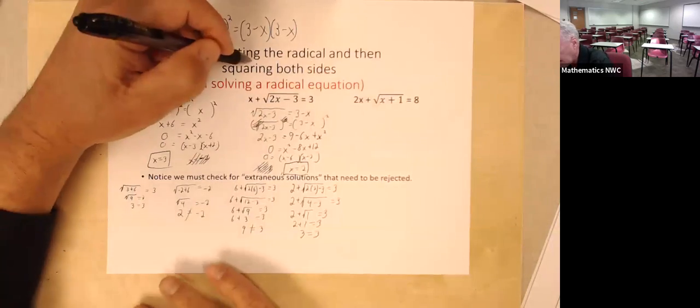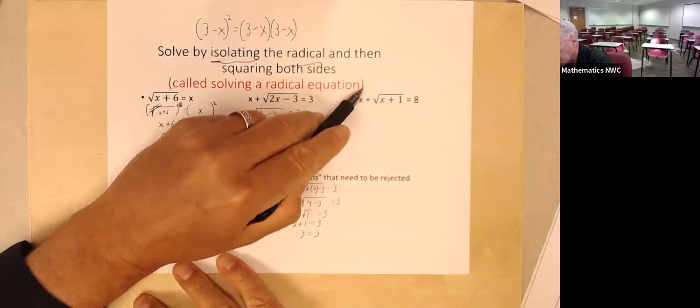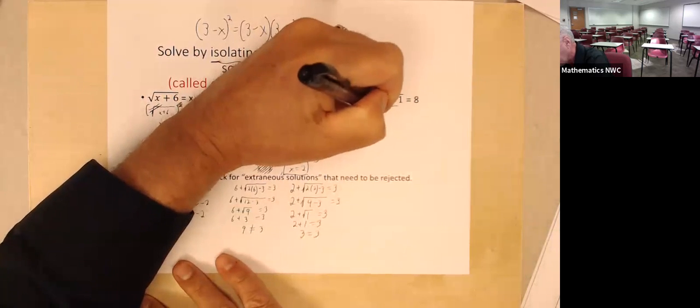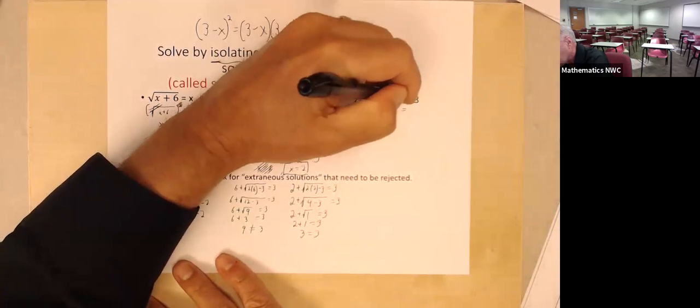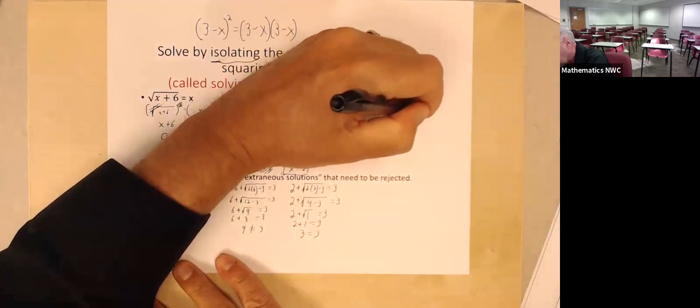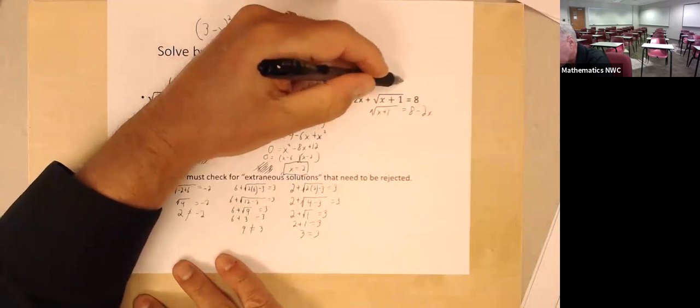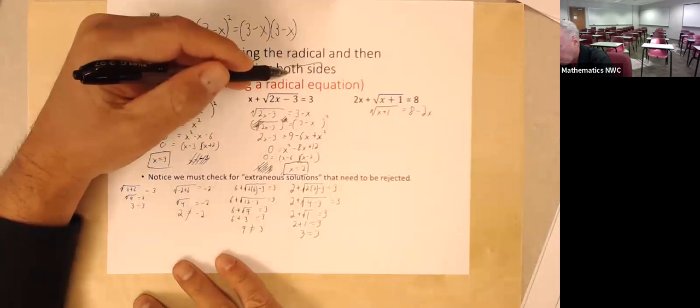Same idea here. You need to isolate the radical. Means get the 2x brought across. So I have 8 minus 2x. I just took the 2x over, changed the sign. I then square both sides.